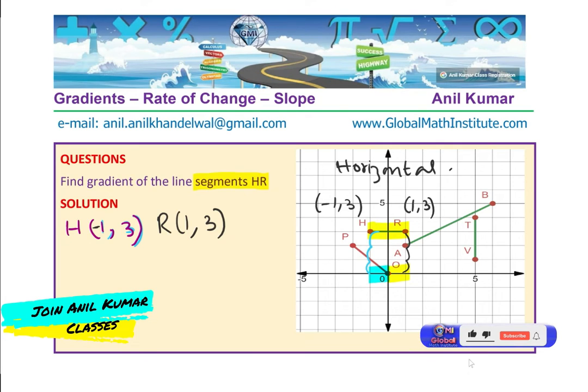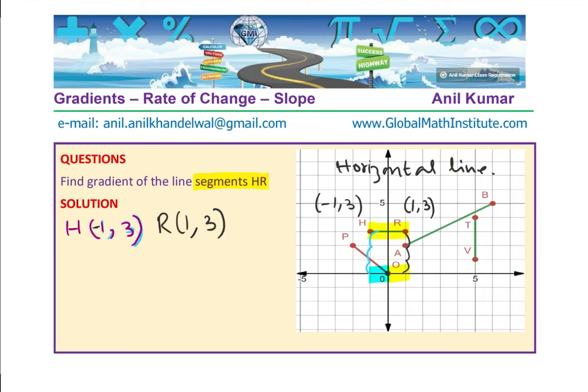What do you expect from a horizontal line? What should be the gradient? What should be the slope? Well, it is neither rising nor falling. Then what should the value be? It is neither positive nor negative. It is what? It is 0. Perfect. Let's calculate. So let's calculate slope HR.